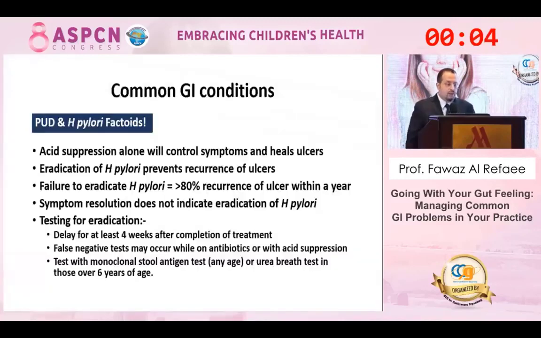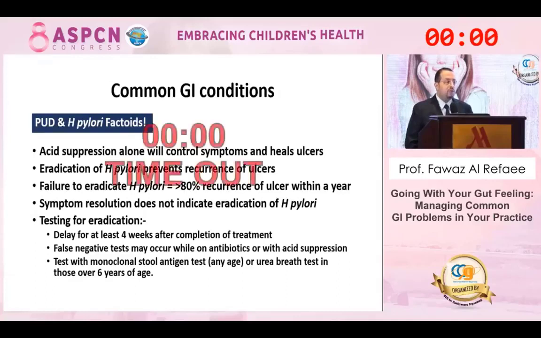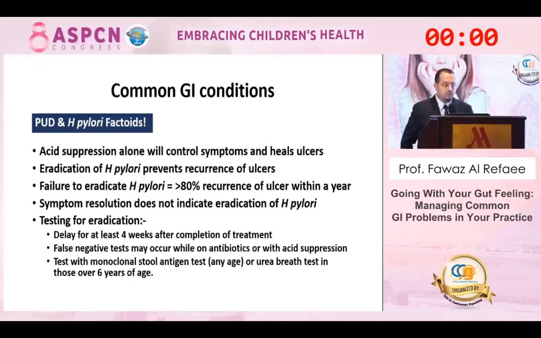And also acid suppression alone, if you give proton pump inhibitor alone, it can control symptoms and heal ulcer for peptic ulcer disease. But you need to eradicate H. pylori in the light of peptic ulcer disease. You cannot leave it without treatment. And this is a very good indication to give H. pylori treatment. Also, failure to eradicate H. pylori results in more than 80% recurrence of ulcer within 1 year. This is why you have to monitor these patients and repeat endoscopy in 3 to 6 months.